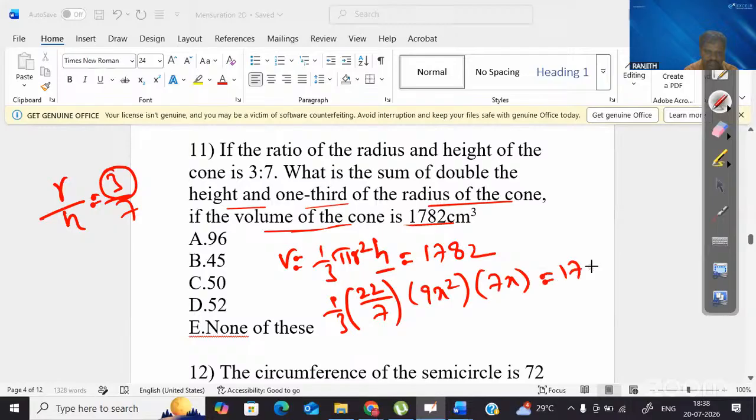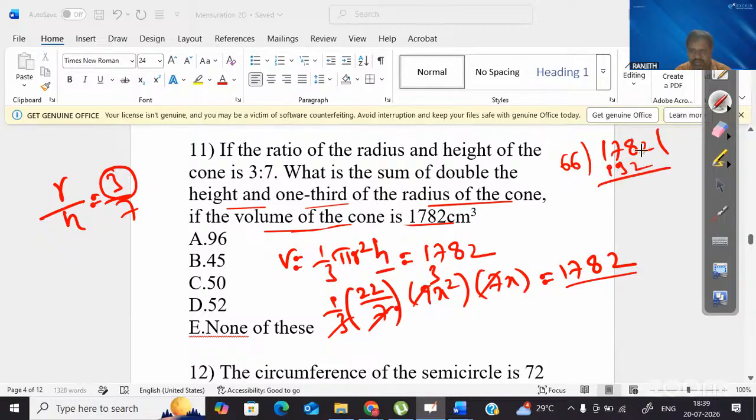So 1782. 7 7 is cancelled. 3 ones are 3, 3 threes are 9. So 22 times of 3 equal to 66. 66, it has to be cancelled. 1782 is cancelled by 66 table. 66 times of 2 equal to 132. So it will be equal to 462. It will be equal to 27. So x cube equal to 27.